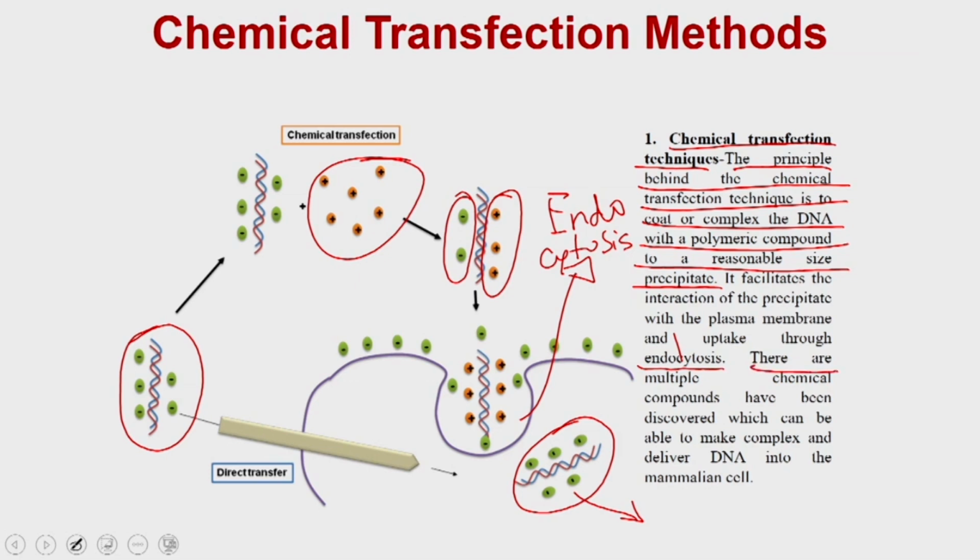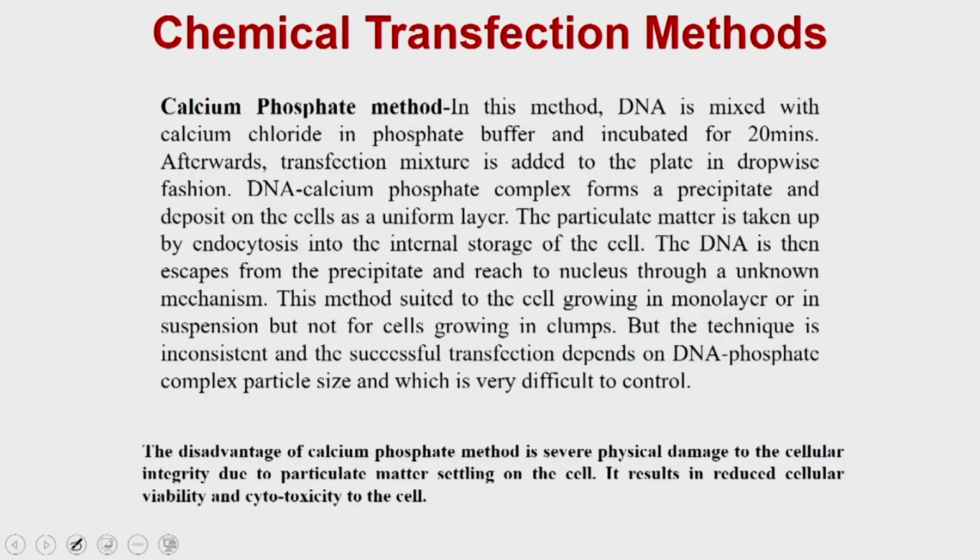Several chemical compounds have been discovered which can make complexes and deliver DNA into the mammalian cell. Let us see what these methods are. The first method people discovered is called the calcium phosphate method. In this method, DNA is mixed with calcium chloride in a phosphate buffer and you incubate this for 20 minutes. Afterwards, the transfection mixture is added to the plate in a drop wise fashion.